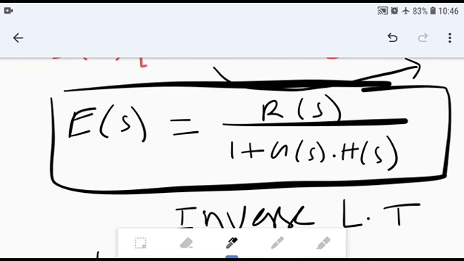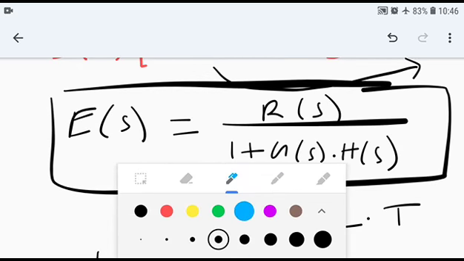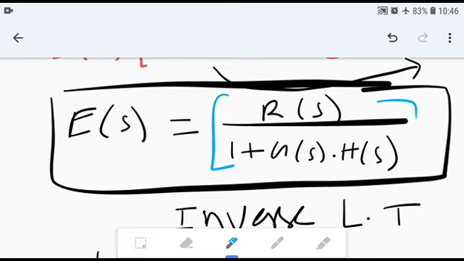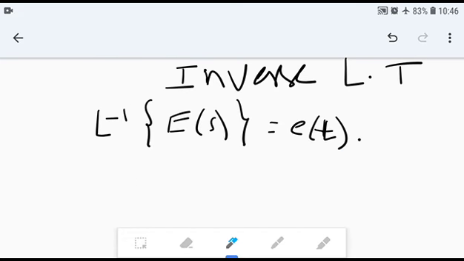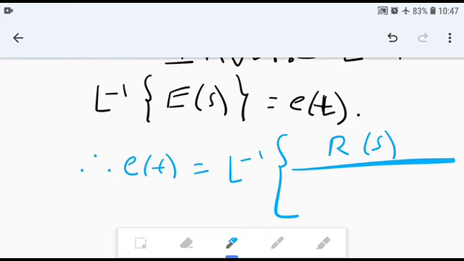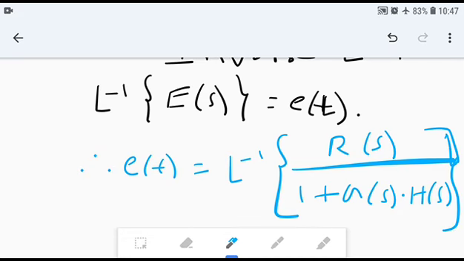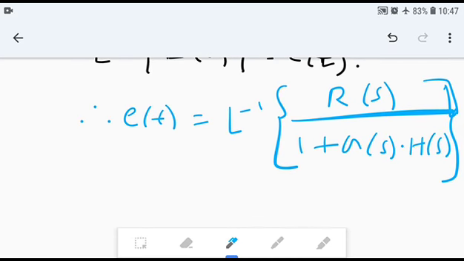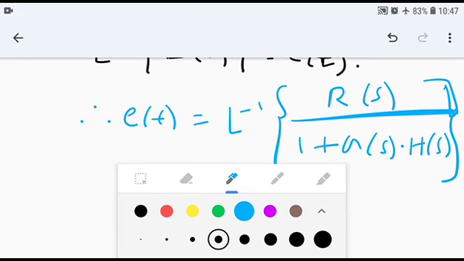So we are going to apply the inverse Laplace to this also, that is R of s by 1 plus G of s into H of s. So therefore E of t is equal to L inverse of R of s whole divided by 1 plus G of s into H of s. This is what we get. Now this E of t is an error, but we want to have steady state error.